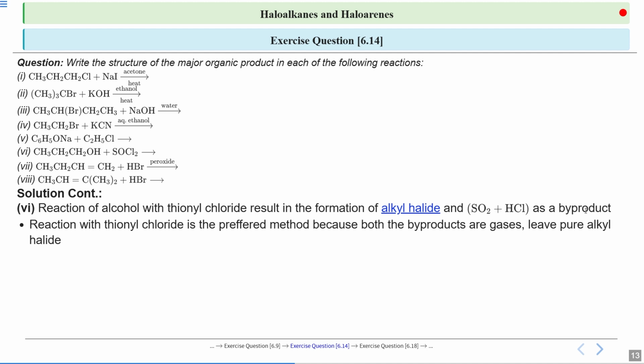Why? Because the side products you are getting, SO2 and HCl, are both in gaseous form, so they will leave the reaction mixture, leaving pure alkyl halide remaining. So you will get a pure alkyl chloride. For example, 1-propanol reacting with thionyl chloride gives us 1-chloropropane, plus SO2 and HCl as your byproducts. Both are gaseous, so they will leave the reaction mixture, leaving behind pure alkyl chloride. So this is the preferred method for the preparation of chloroalkanes.